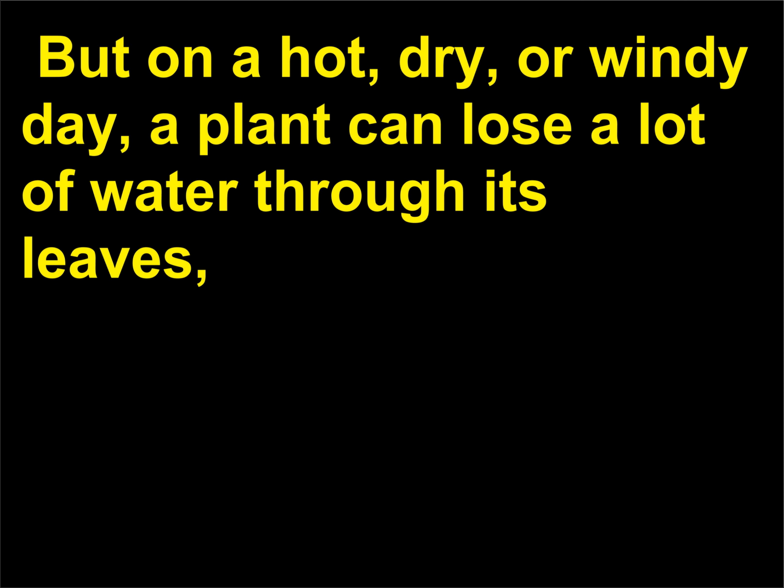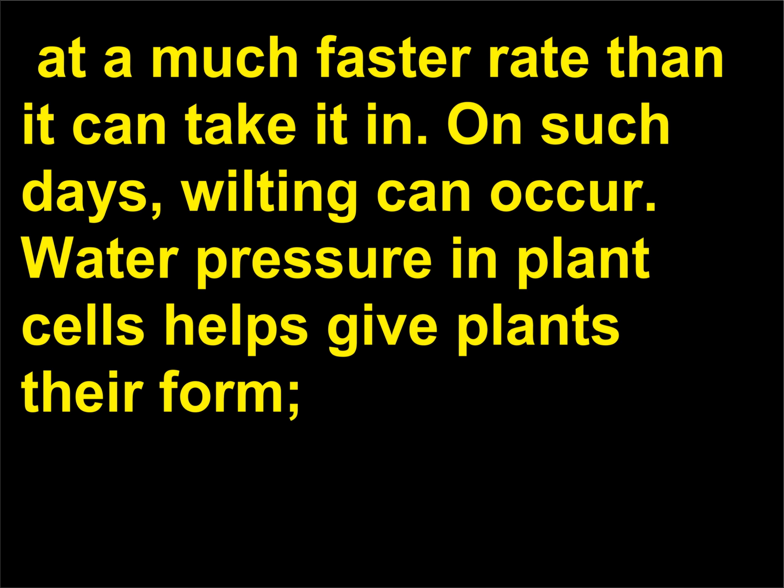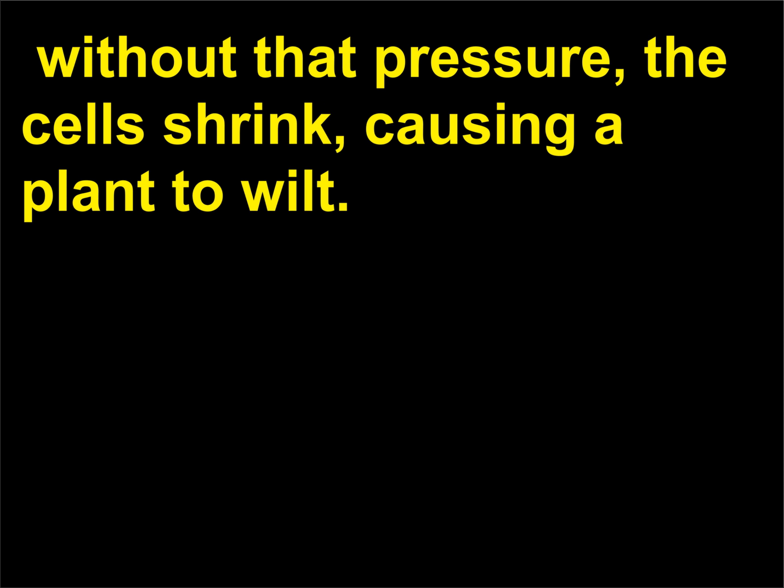But on a hot, dry, or windy day, a plant can lose a lot of water through its leaves at a much faster rate than it can take it in. On such days, wilting can occur. Water pressure in plant cells helps give plants their form. Without that pressure, the cells shrink, causing a plant to wilt.